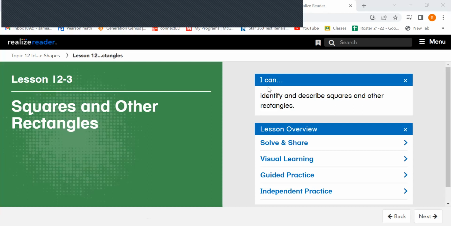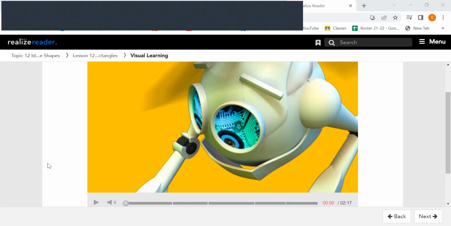We are on lesson 12-3, squares and other rectangles. All right, let's watch our video.